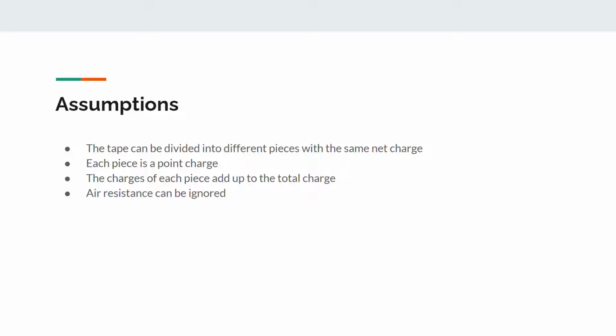These are the assumptions that we make for the lab. First, the tape can be divided into different pieces with the same net charge. The second is that each piece is a point charge. The third is that the charges of each piece add up to the total charge of the entire tape. And the final one is that we can ignore air resistance.